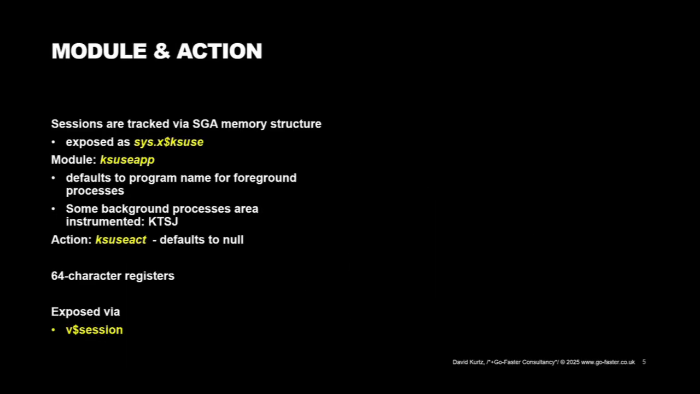So how do you set module and action? Module and action are registers held in memory in the shared global area in the database. They're exposed as a SYS-owned object, and if you're not logged in as a DBA user, you can see them through V$SESSION. And they're just a couple of memory registers that live on the session in the database. And today they are now 64 character strings. And that's all they are.